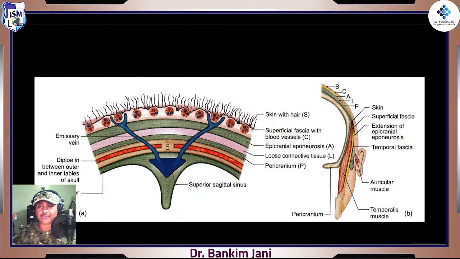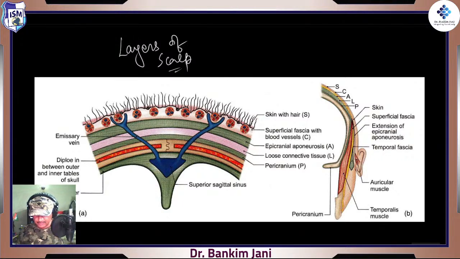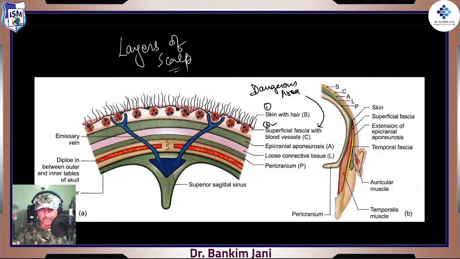Now we come to the layers of scalp, what we saw. This is skin with hair, one. Then second is that connective tissue, superficial fascia with blood vessels. And see, these are the emissary veins, and that's the reason this area is called the dangerous area. Because any infection over here would be carried all the way down into the sagittal sinus, or the cranial sinuses inside the skull.